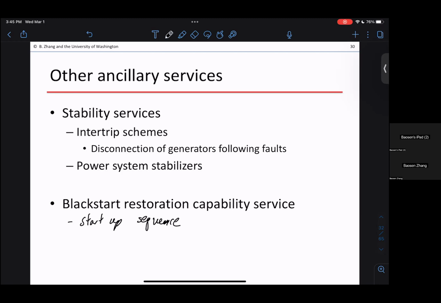There are sort of trials. So there used to be basically you just assign a generator that you're doing black start. I'm going to pay you some money. You're contractually obligated to do this. Now there are markets that start trying to, people are trying to push markets for black start restoration.